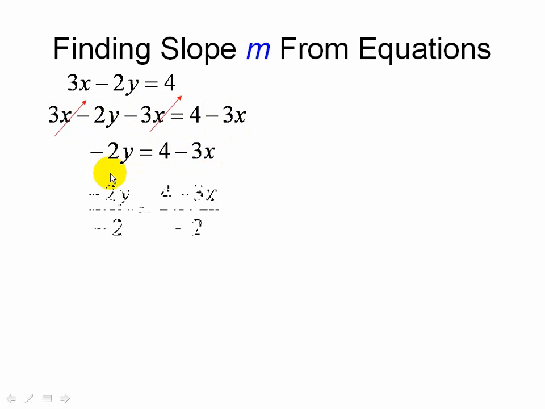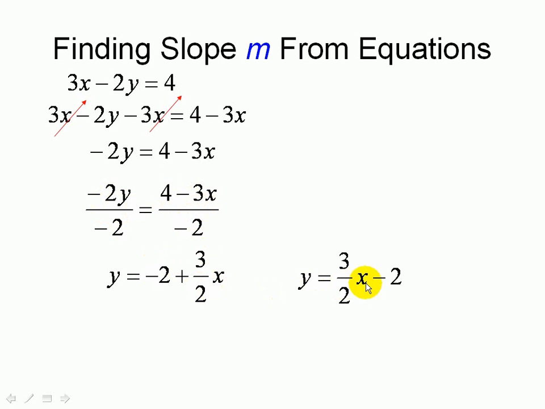Here we divide by negative 2. So the negative 2 cancels out, isolating y. So 4 minus 3x divided by negative 2. And then 4 divided by negative 2 is negative 2. Negative 3 divided by negative 2 yields a positive 3/2 x. Putting it in the slope-intercept form, we have the following. So in this case we have a slope of 3/2 and a y-intercept of negative 2 shown here when you compare it to this slope-intercept form.